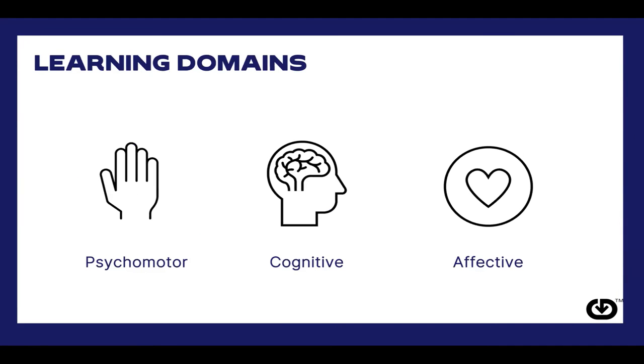Now, learning happens in 3 different domains. And when you are educating a patient, you want to consider which domain or domains are being used. Psychomotor are hands-on skills, things like giving insulin shots or taking a blood pressure. Cognitive domain is learning new information, the attainment of new knowledge. And the affective domain is a change in heart, a change in motivation, a change in belief.